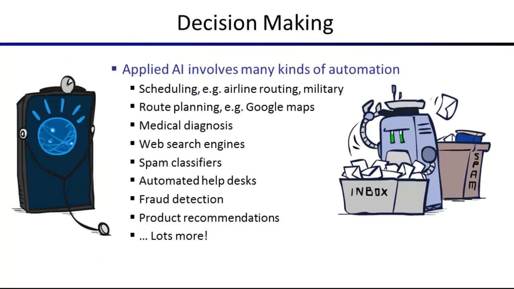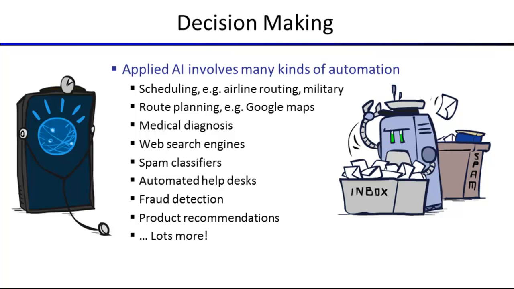All right. In general, a lot of what AI is about is decision making. Without going into the details now, we'll see a lot of details in later lectures, here are a couple of other examples. Scheduling, such as airline routing or military operations. Route planning, for example, in Google Maps, you'd ask for directions somewhere. Medical diagnosis. You might enter your symptoms and a computer would tell you what the most likely diagnoses are. Web search engines. You type something and it figures out what page it is out of these many billions of pages that you're really looking for.